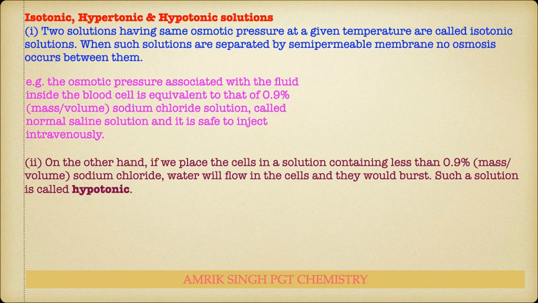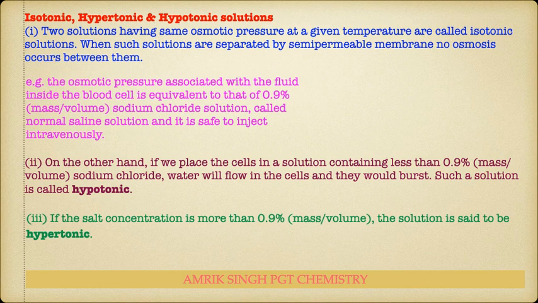And on the other hand, if we place the cell in a solution containing less than 0.9% sodium chloride, water will flow into the cells and they would burst. Such a solution is called a hypotonic solution. And if the salt concentration is more than 0.9%, the solution is said to be hypertonic.